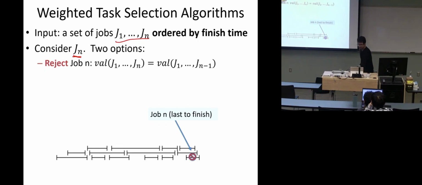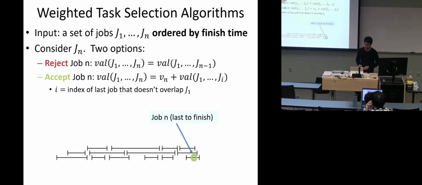So now, we have two choices, whether we want to reject or accept it. If we reject it, then the maximum value that we need to compute here is just the same problem with one less job. But if we accept it, then we can say that the value we get from this collection of jobs is that, at least, we add the last job into our collection, so we have value Vn.